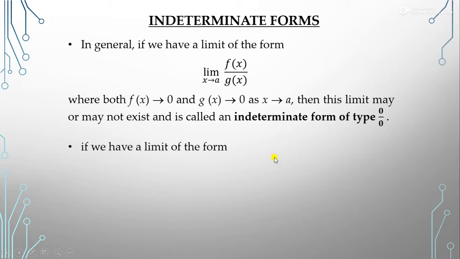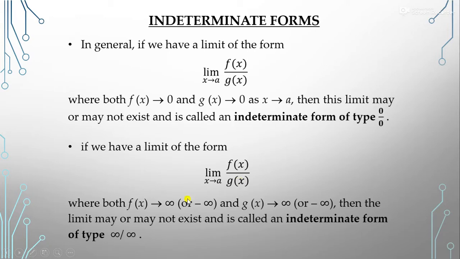And suppose our form is again of this type, and f(x) tends to infinity and g(x) tends to infinity, then the limit may or may not exist in this case also, and it is called an indeterminate form. This is the type infinity by infinity. So we have some more different types of indeterminate forms here. One is 0 by 0, which is an indeterminate form. If we have infinity by infinity, this is also an indeterminate form.